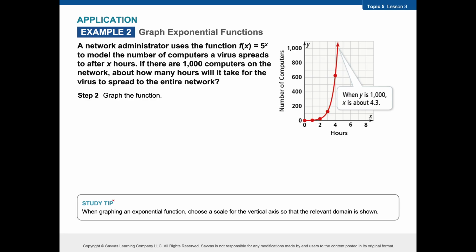If you would do that on a scientific calculator, 5, you would press the y to the x button, 4.3, and it equals about 1,012.9, so that's when it got closest to 1,000. In about 4.3 hours, it would take the virus to spread to the entire network.